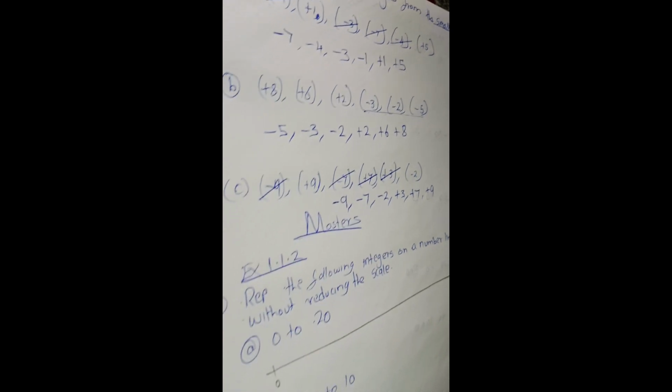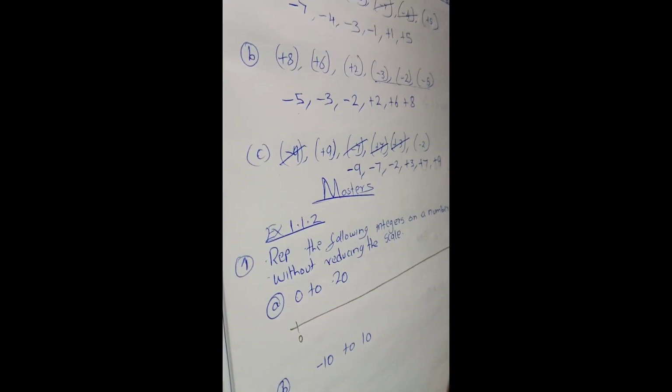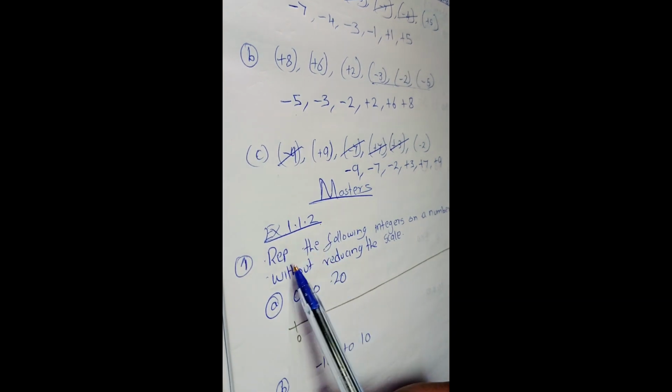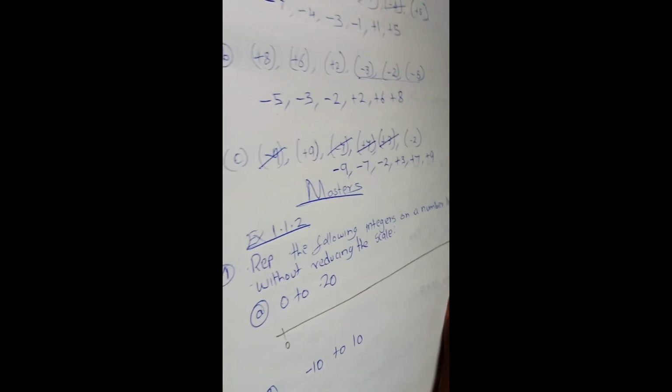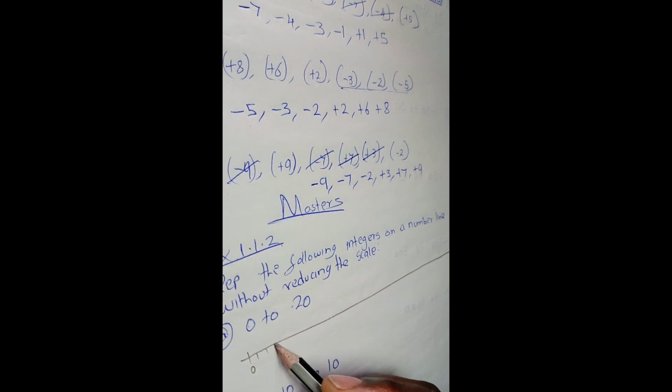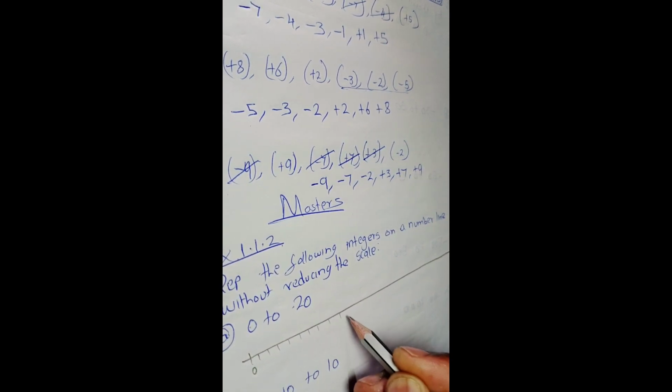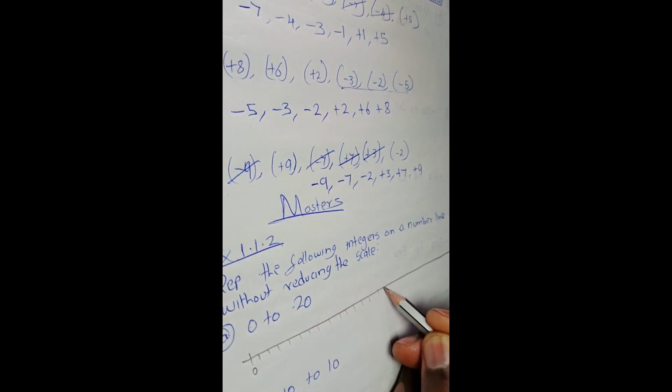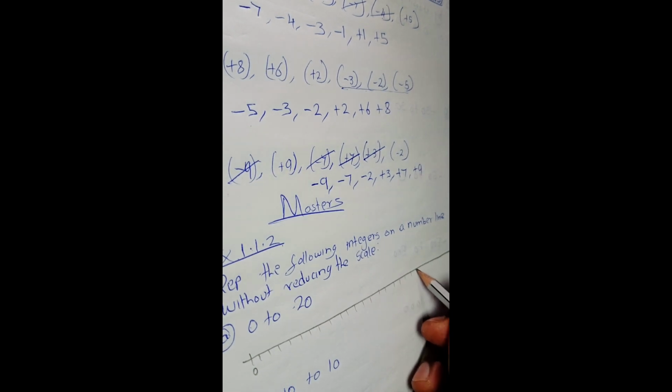Now we move to the masters. Now we have exercise 1.1. Represent the following integers on a number line without reducing the scale. Now this one, you need to represent the whole. You start with 0, 1, 2, 3, 4, 5, 6, 7, and then 10, 11, 12, 13, 14, 15, 16, 17, 18, 19, 20.